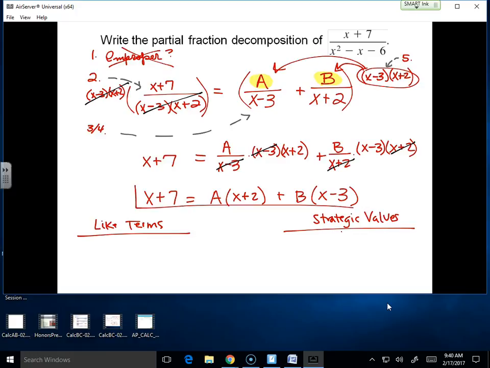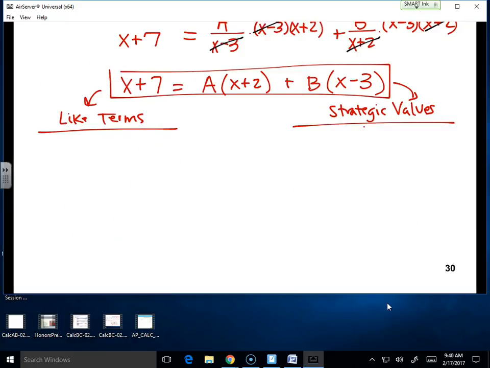So I'm going to solve this 2 very different ways. So here's what we're trying to solve right here. And there are 2 different ways of doing it. Okay? So, like terms. Let me go ahead and zoom in on that. If we were to do like terms, here's what we would do. We would go ahead and say, all right, over here we have 1x plus 7. And over here we have ax plus 2a, I'm distributing, plus bx minus 3b. And we're going to say, you know what? I see some like terms in here. I see x terms.